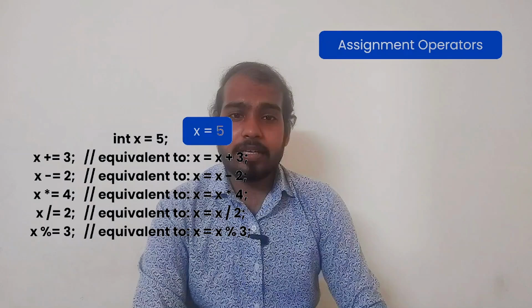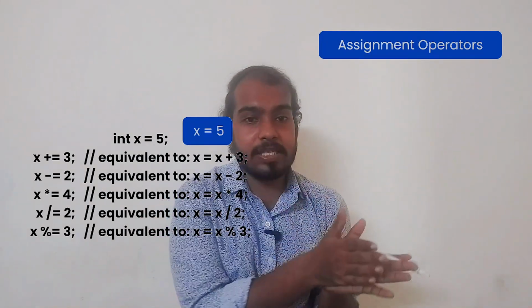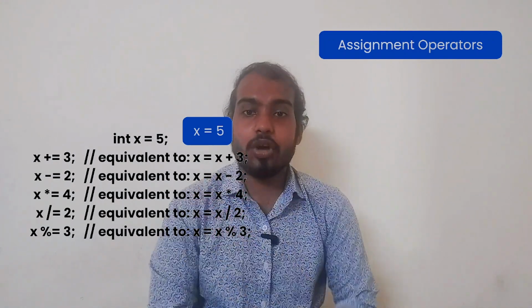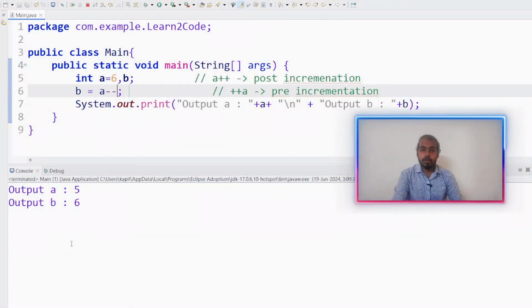And the assignment operator is pretty much nothing, so you're writing x is equal to x plus 3 or x is equal to x minus 2. These statements can be written in a short format. If you want to see that, I'll just type it and show it to you. If I want to write b is equal to a plus 3, let me run this. You can see b is having a value of 9.